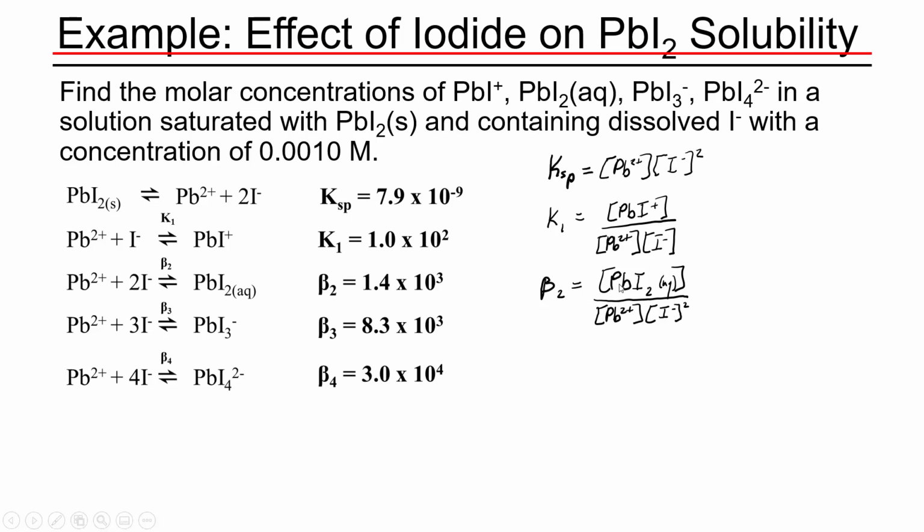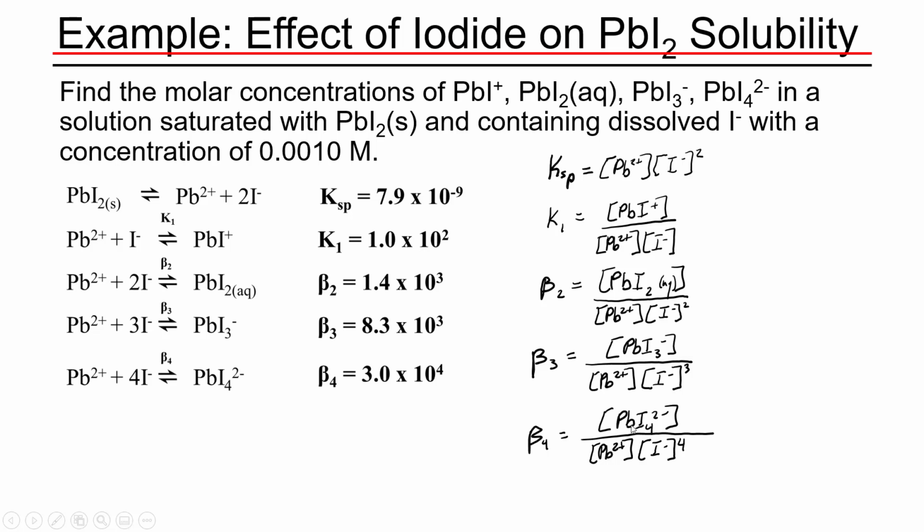So beta 2 would be concentration of PbI2 aqueous divided by the concentration of Pb2 plus times the concentration of I minus squared. Beta 3 would be the concentration of PbI3 minus divided by the concentration of Pb2 plus times the concentration of iodide cubed. Beta 4 would be the concentration of PbI4 2 minus divided by the concentration of Pb2 plus times the concentration of I minus to the fourth, and this will be our complete list of expressions.